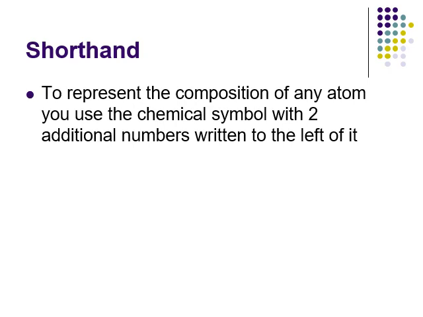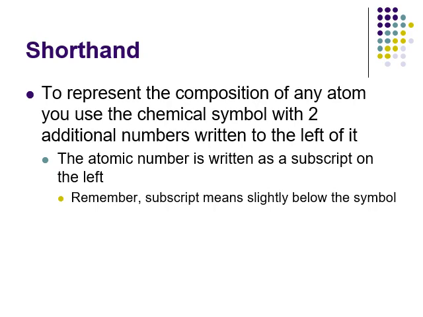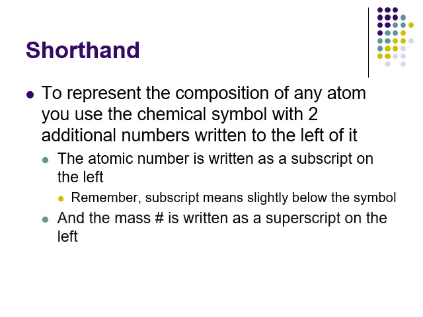So how can we shorthand this? Because again, as chemists, we are efficient, not lazy. We can represent any specific atom by using its chemical symbol from the periodic table and 2 additional numbers written to the left of it. We write the atomic number as a subscript on the left. Subscript means below, so down and to the left of the symbol, we write the atomic number. The mass number we write as a superscript. That means up. So up and to the left, we write the mass number next to the atomic symbol.